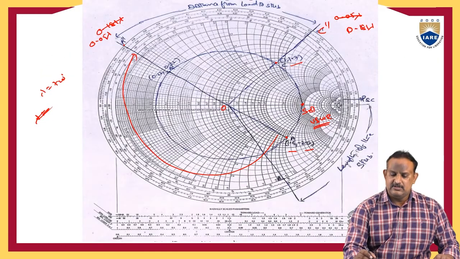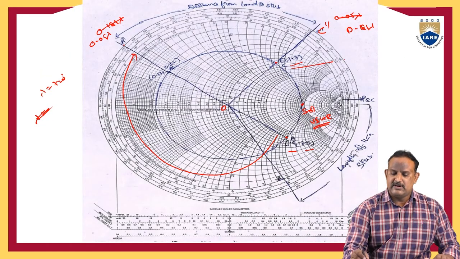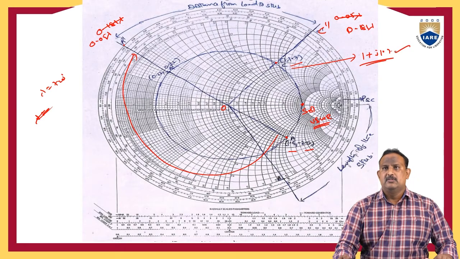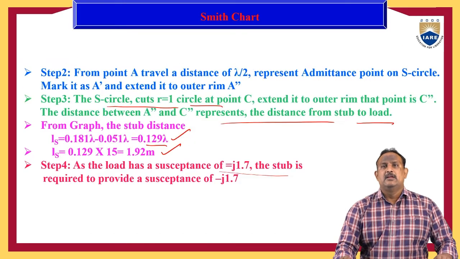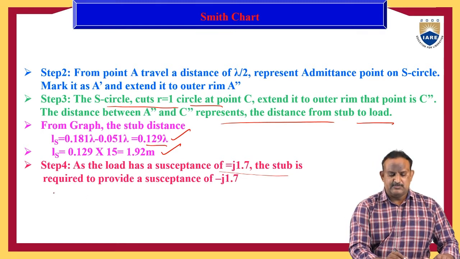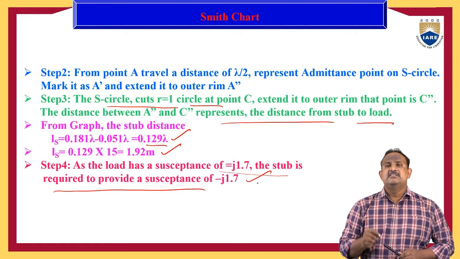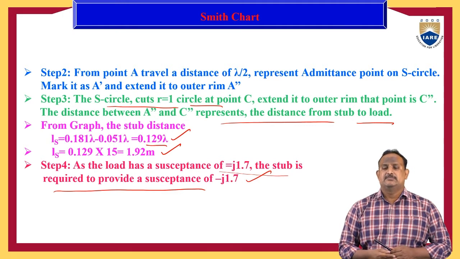here we have 1, 1.7. Therefore, this point can be represented as 1 plus j1.7. So it has a susceptance of 1.7. The stub is required to provide a susceptance of minus j1.7 for balancing purposes.